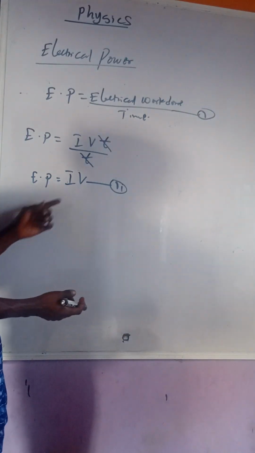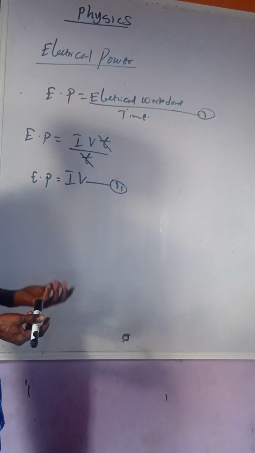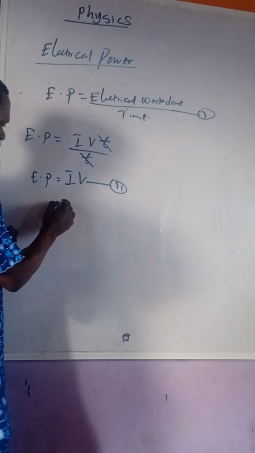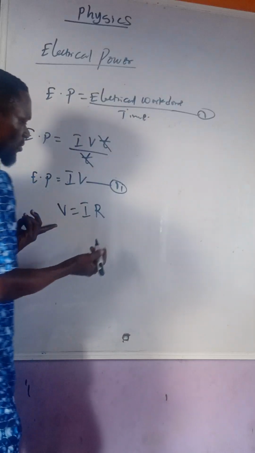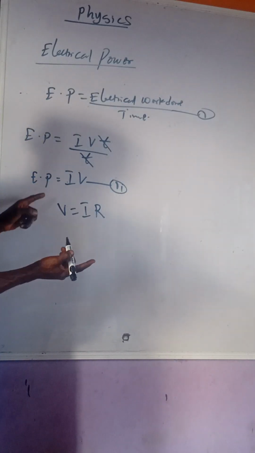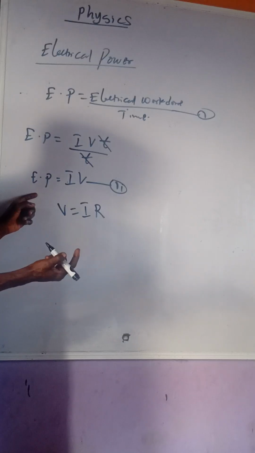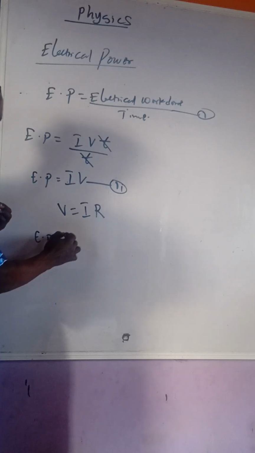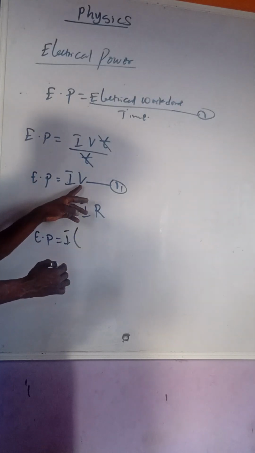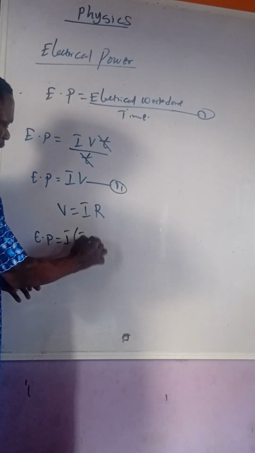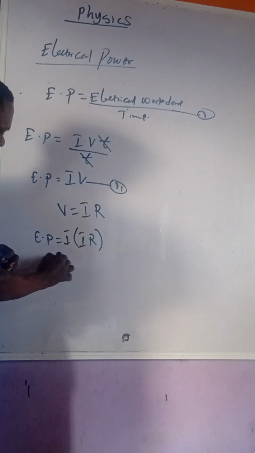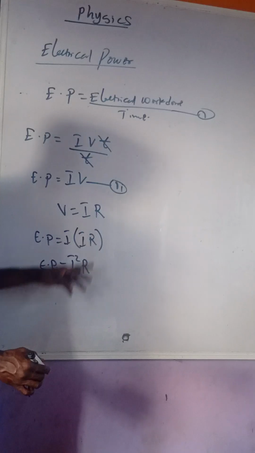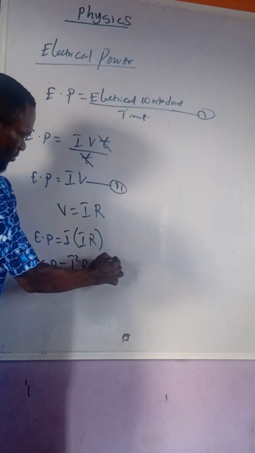Now when you have electrical power as current and volt, anything to do with electricity, you must always remember your Ohm's law, which is voltage equals current and resistance. So in this case we substitute for voltage. Electrical power equals current times the bracket, voltage, which is now current and resistance. So we have electrical power equals current squared and resistance, I squared R. Take that as equation 3.